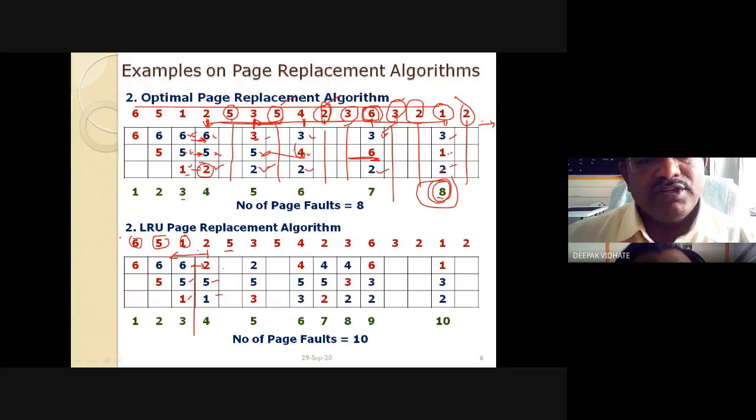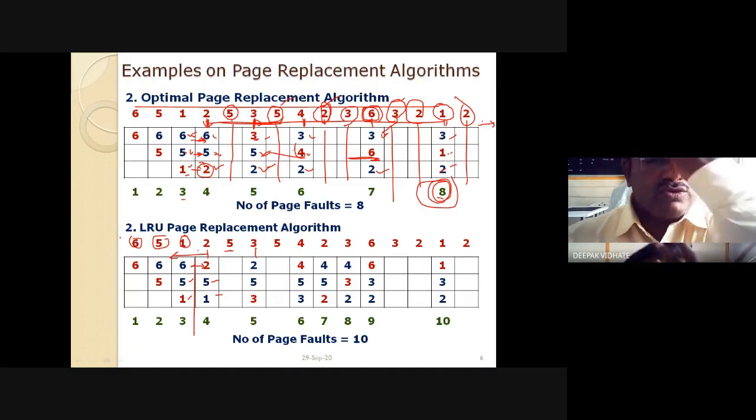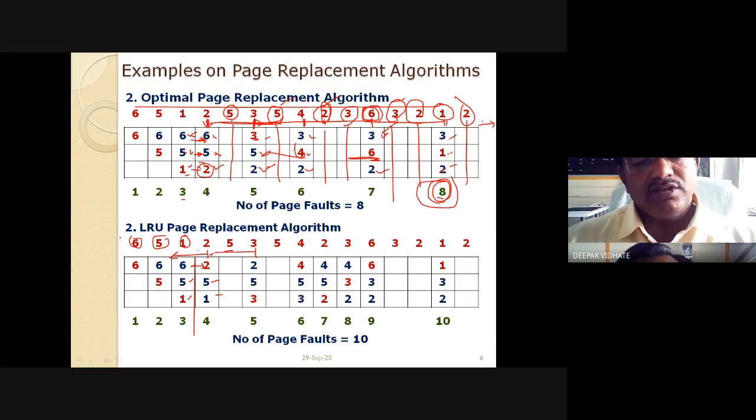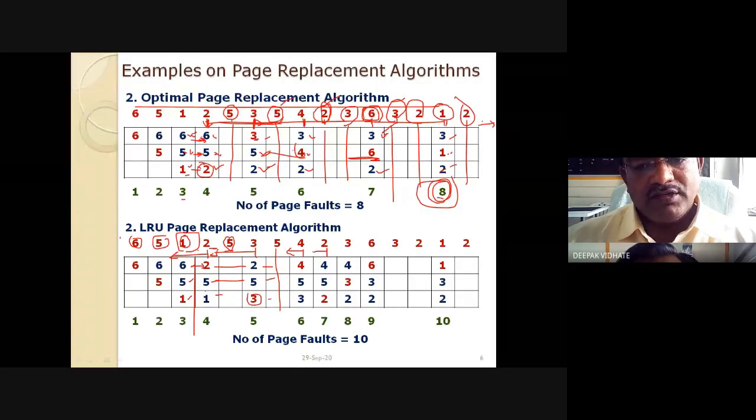For 5, there is no replacement because 5 is already available. Now for 3, look in this direction from 3. 5 is there, so bring 5 as it is. Then 2 is here, so bring 2 as it is. 1 is at a longer distance, so instead of 1 you put 3 here. For 5, no page fault occurs. For 4, again look in this direction and compare between 2, 5 and 3. For 2, again look in this direction and compare between 4, 5 and 3.